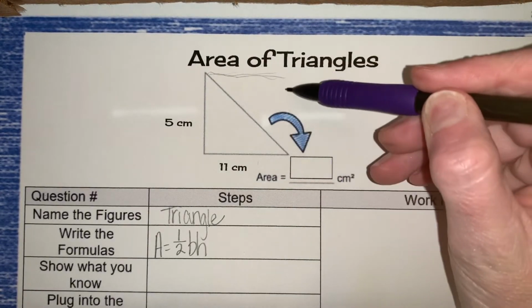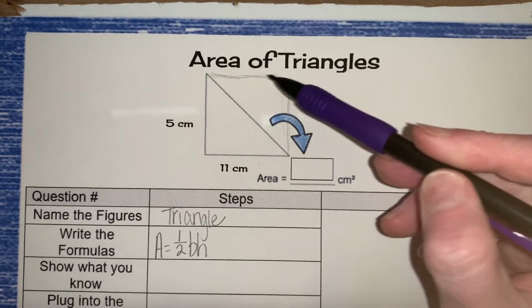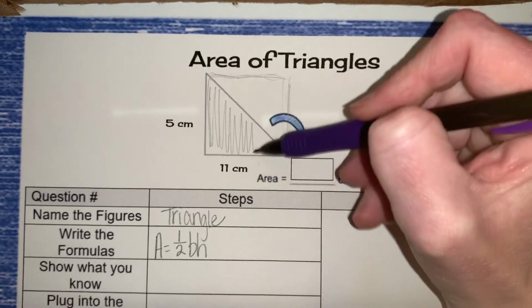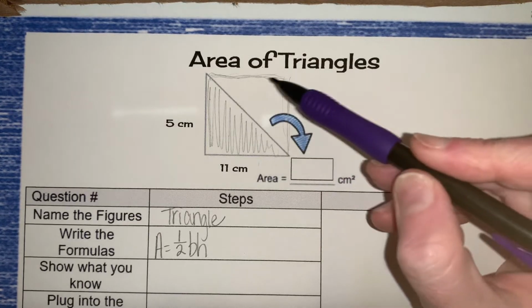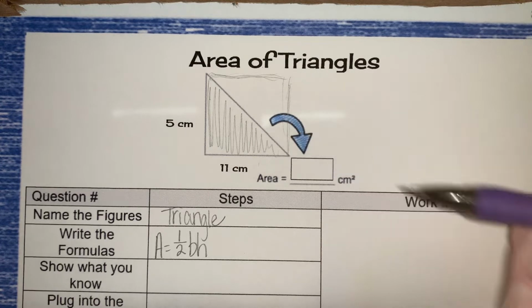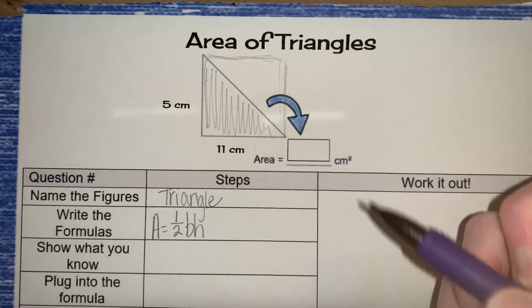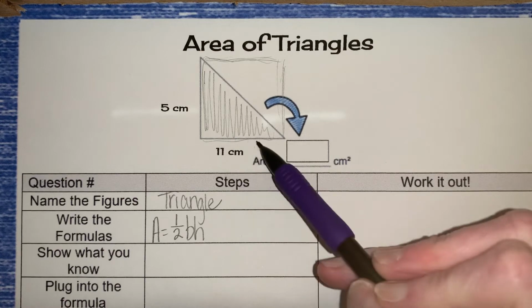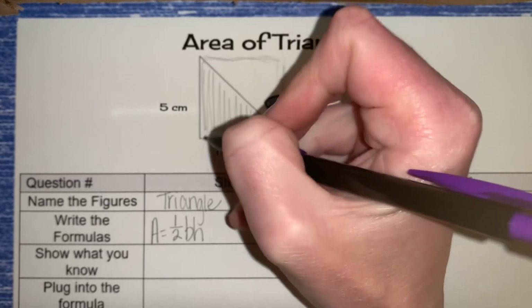If we drew this here, this is a rectangle. We only want the area of this part, which is a triangle. So you're taking the area of a rectangle and you're halving it. So that's why the formula is half base times height. This is the base. 11 centimeters would be going on the bottom. And 5 is the height, how tall the triangle is.